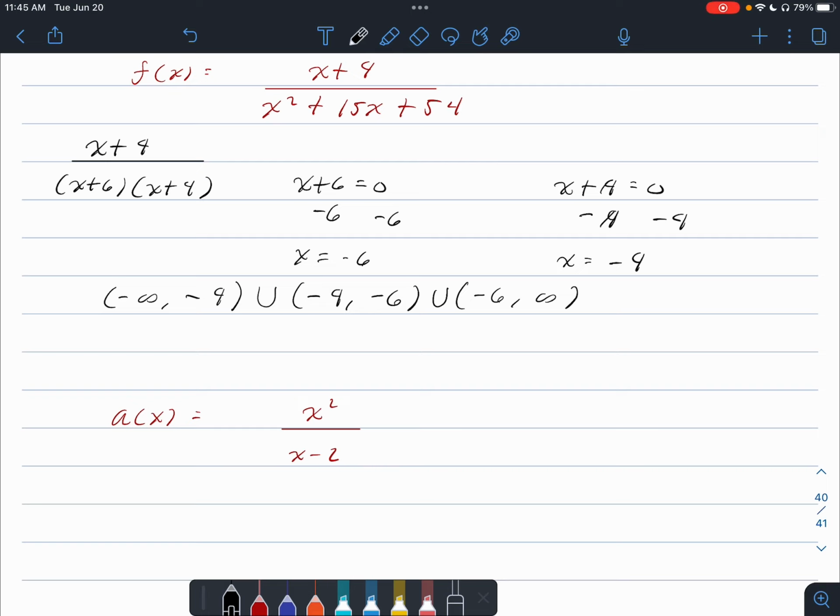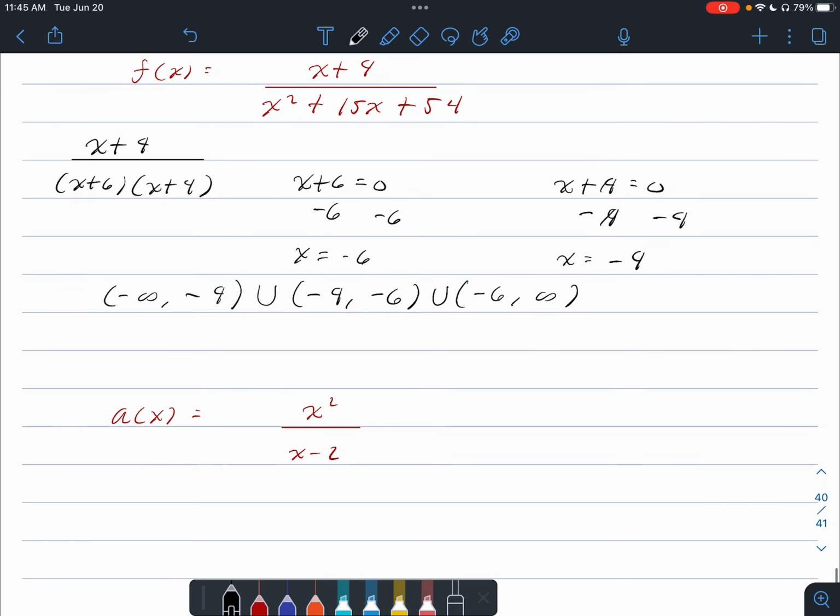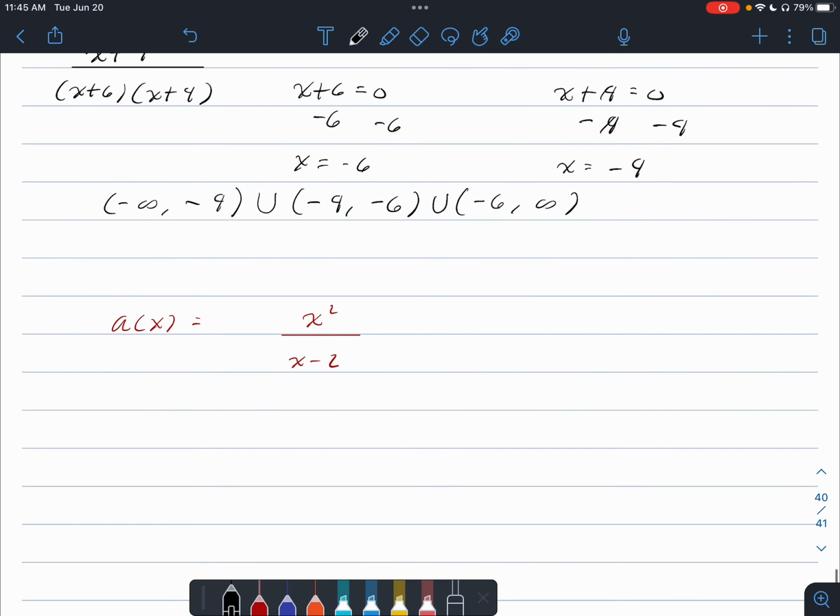or negative 6. Now, if you want to get really fancy with this, another thing you could write on a test, this is fine with me. We have a symbol for the real numbers that we sometimes use. It's kind of like a fancy looking R. I write it like this. And you could just do the real numbers minus the set negative 9 and negative 6. That is fine as well.